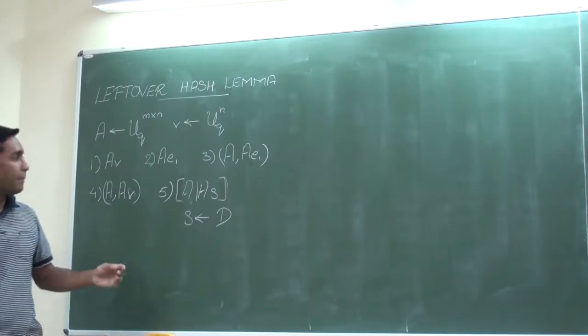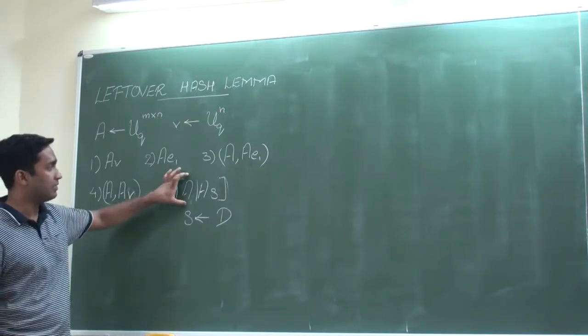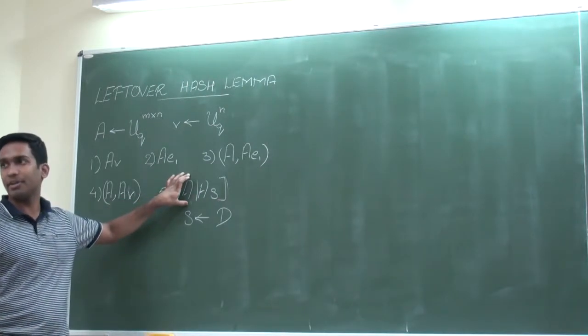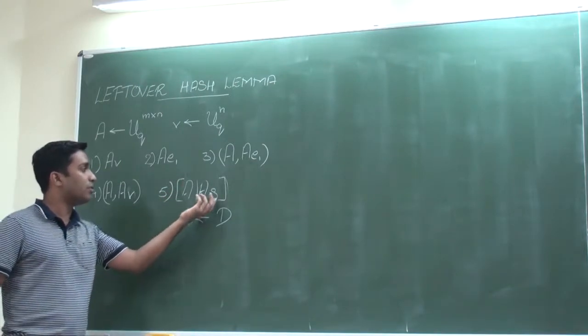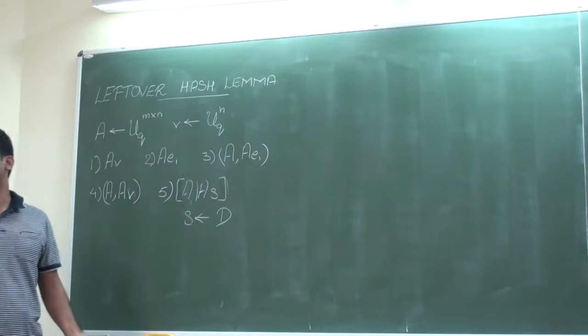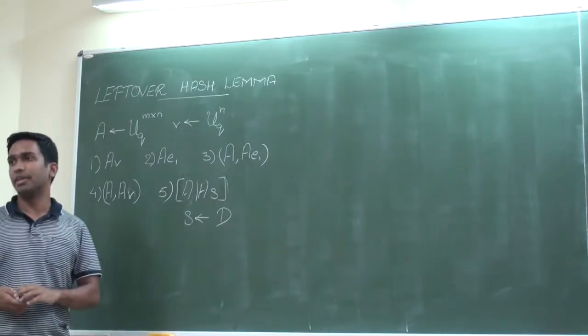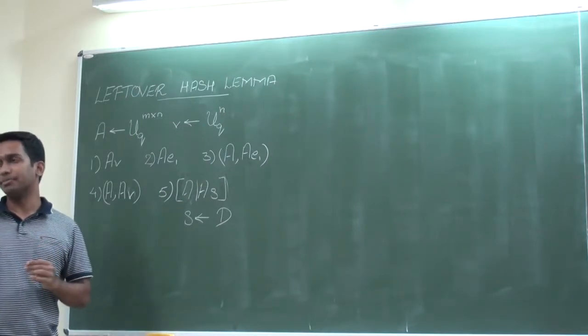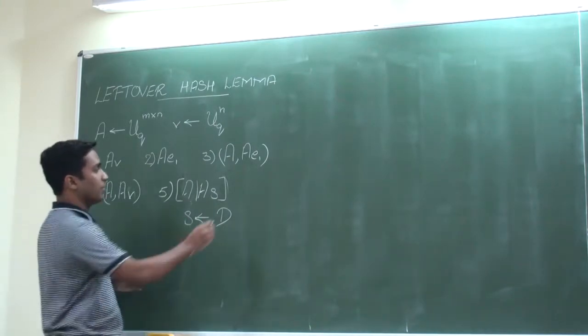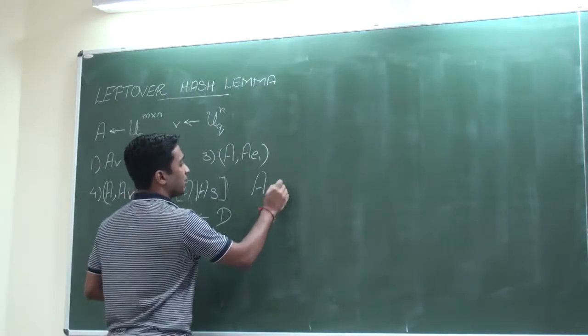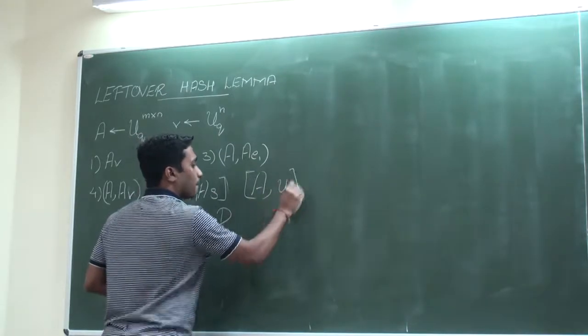A is not random. But what the leftover hash lemma will say is that even if the adversary sees A, for him this one will look like a truly random vector. Not truly random, somewhat random. Statistically, it will be random. So the adversary can't distinguish whether this is of this type or if it's like U comma. You cannot predict AS.